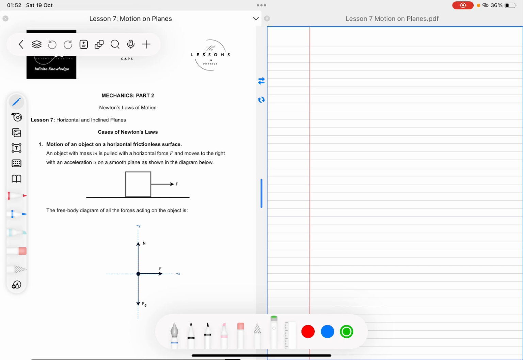Before we begin practicing questions, we will look at motion on horizontal and inclined planes under different cases. It is important to watch lesson 1 to lesson 6 before this lesson, as it brings everything we have done in the previous lessons together. Let's quickly study lesson 7.